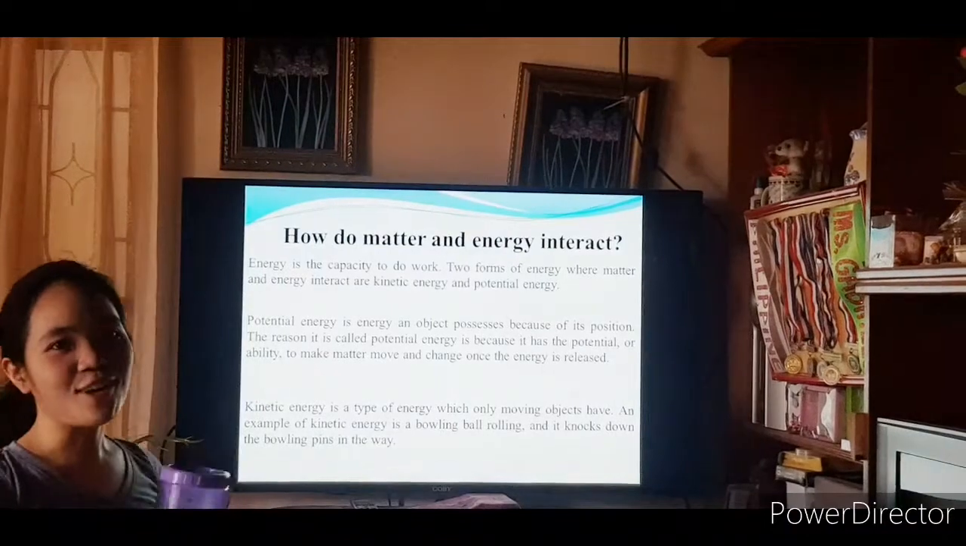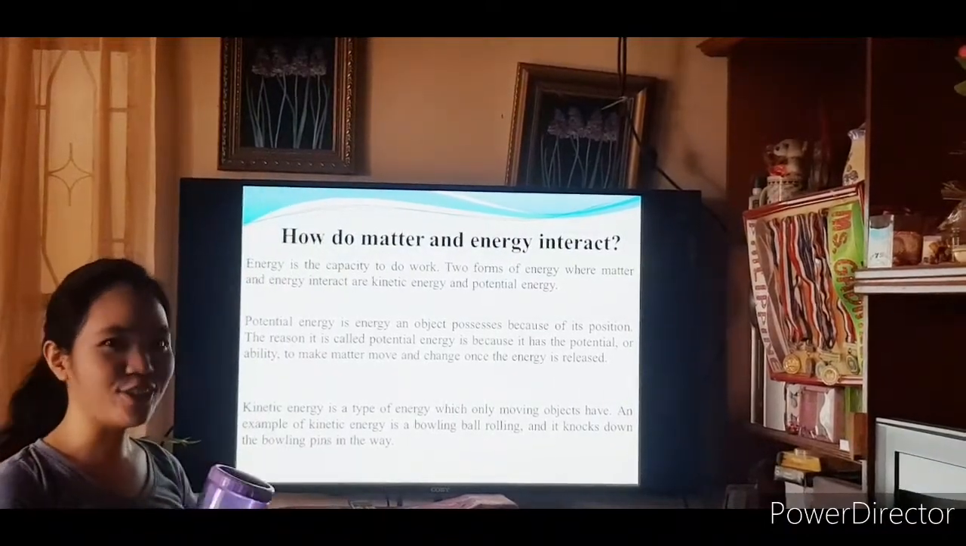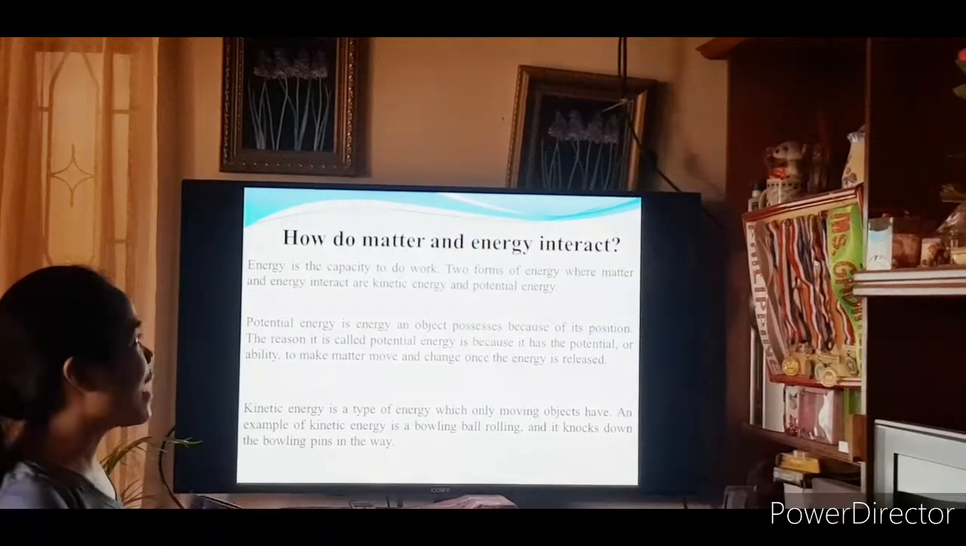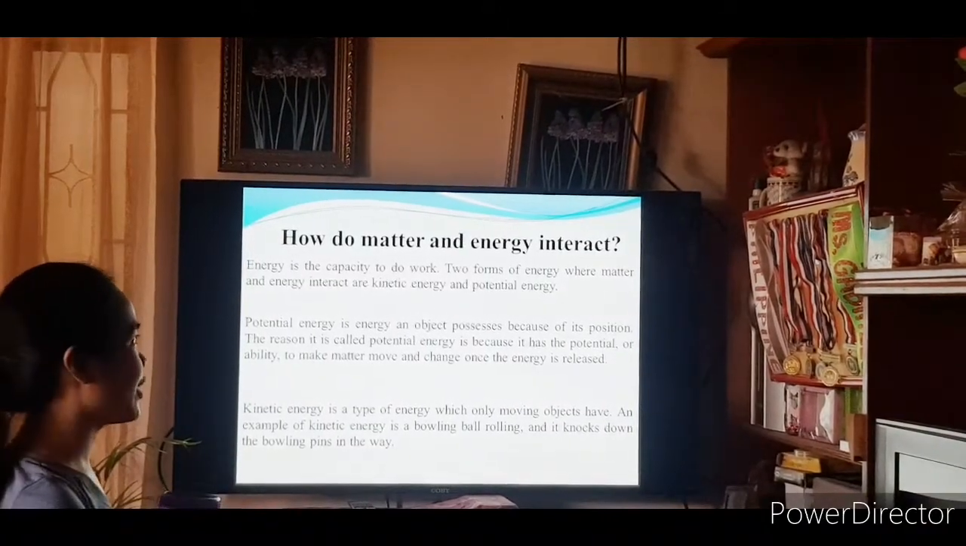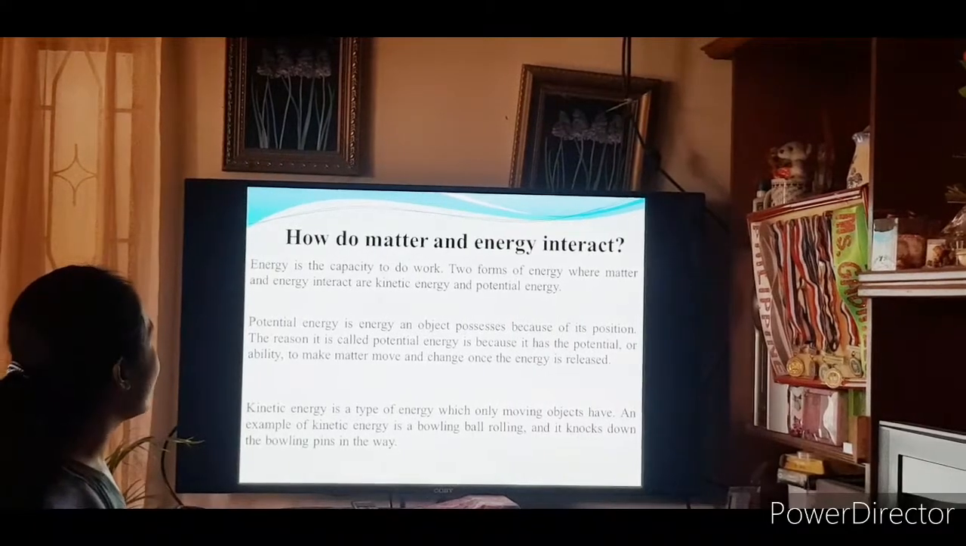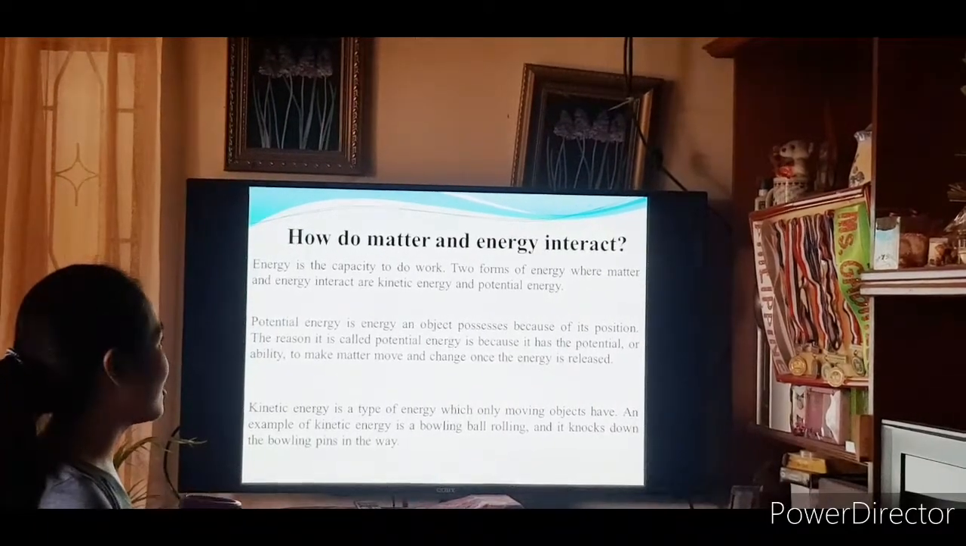So now we're going to talk about the interactions of energy and matter. How do matter and energy interact? Energy is the capacity to do work. Two forms of energy where matter and energy interact are kinetic energy and potential energy.